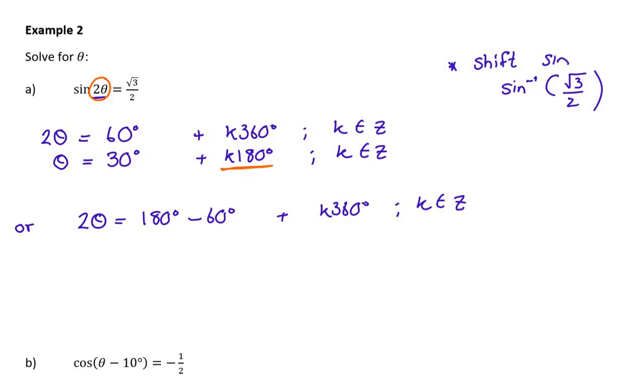Okay, now this last solution, I kind of get a bit lazy, so I go 180 minus 60 is 120, and divide by 2 is 60. And this is again plus k 180. K is an element of integers. So I got a bit lazy there, and there's nothing wrong with being a bit lazy. You also don't actually have to show that subtraction. You're welcome to just do 180 minus 60 in your head and write 2 theta equals 120.